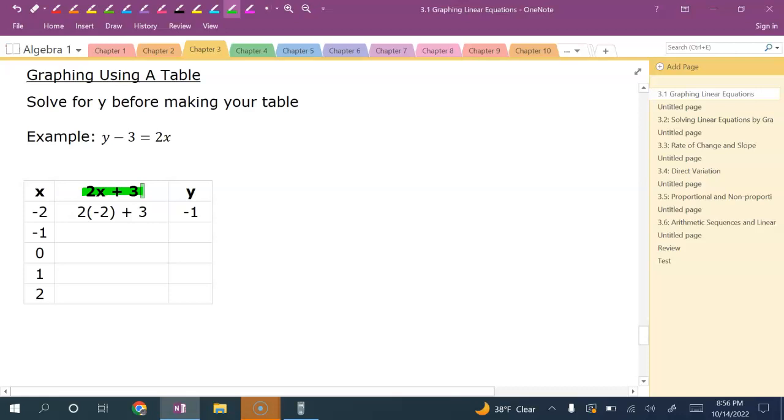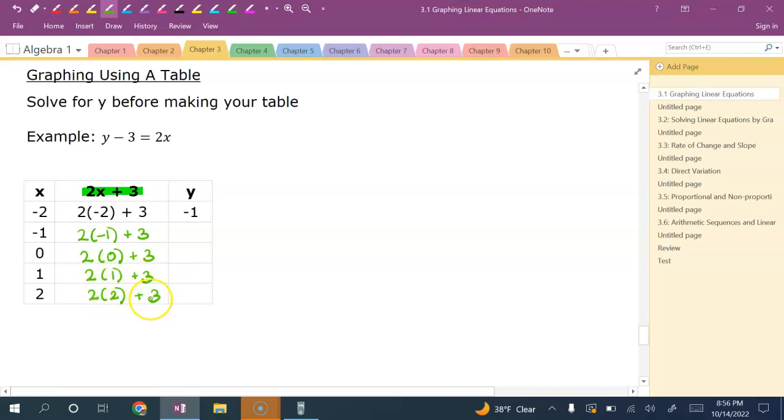Now, you are not required to use the table function on this calculator to do this. You could very easily manually plug in all of these numbers one at a time. And I showed you how to do that with that negative 2 here. You put negative 2 in for the x, and you just take 2 times that negative 2 plus 3, and we got negative 1. So I've already shown you how to do it manually here. Now you could continue to do that for the rest of these. You could take 2 times negative 1 and add 3, 2 times 0 and add 3, 2 times 1, add 3, 2 times 2, add 3.